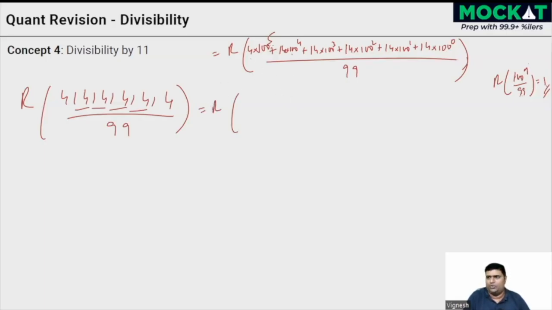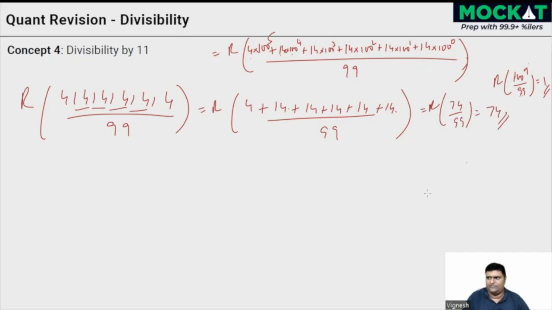the remainder of 4 into 1 plus 14 into 1 plus 14 plus 14 plus 14 and plus 14 everywhere. These 100 power n divided by 99, the remainder is 1. 1 into 14 everywhere, and we get this. Now, what is the sum of all of this? 14 into 5 plus 4. That's 74 by 99, which is 74 itself.